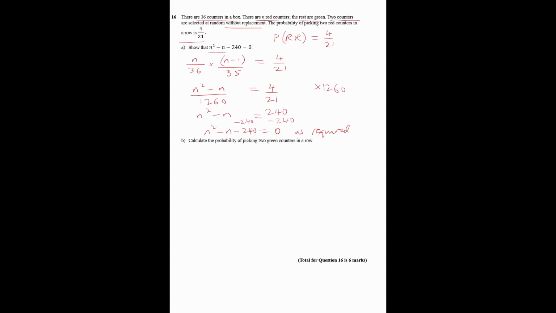Then we need to calculate the probability of picking 2 green counters. For this, we need to work out how many we have. So let's solve that equation. We could put this into the quadratic formula, or we could try to factorize this. Let's have a think if we can factorize this. What goes into 240? They're going to be very, very close to each other. 240, 16.